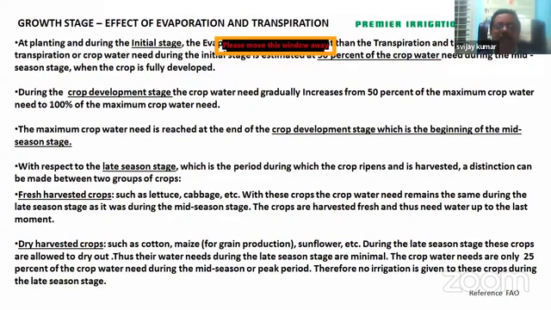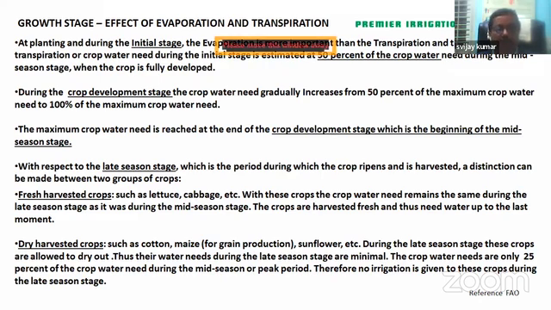So to understand this in a little more detail, during the planting and initial stages, evaporation is greater than that of transpiration, and therefore during the initial stages only 50% of the crop water need is actually required to be given. You don't need to give the entire quantity. So here comes the concept of irrigation scheduling. Like what we do in normal irrigation practice, we tell irrigate 2 hours continuously. That is not correct, because you have to irrigate as per the crop growth stage.